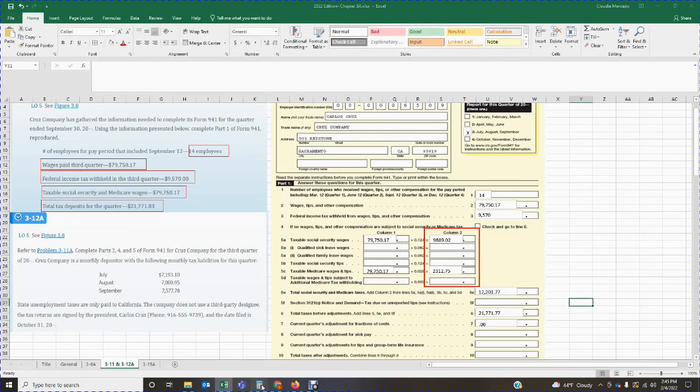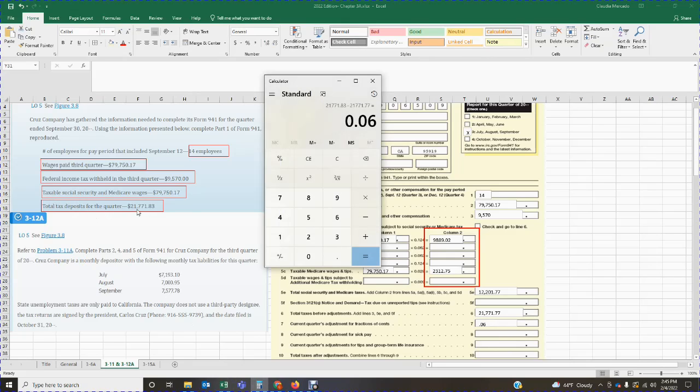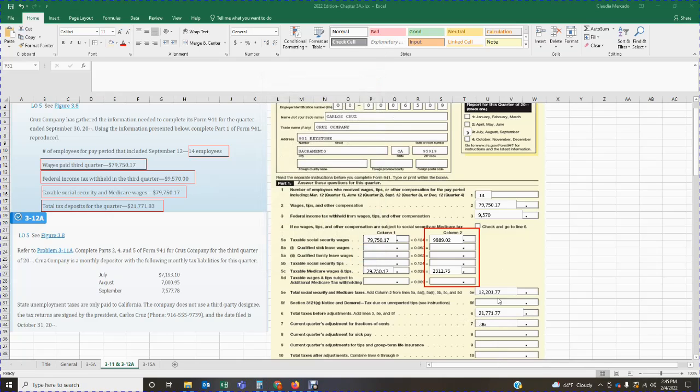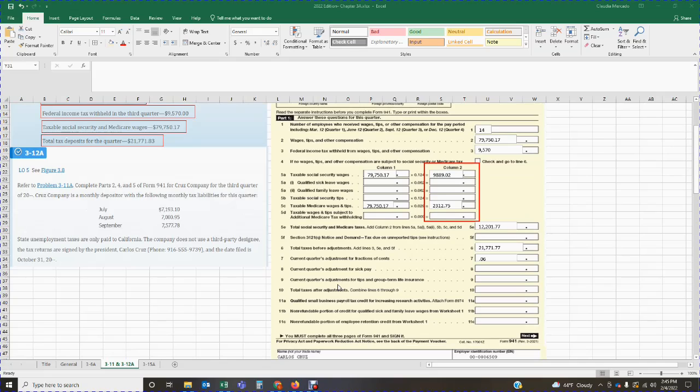How did I get that 0.06? We're going to get the total tax deposits for the quarter of 21,771.83. And I'm going to subtract the item on line number 6, 21,771.77, and that gives me a 6-cent adjustment. Okay. Line number 8, current quarter's adjustment for sick pay. That was not referenced. Current quarter's adjustment for tips and group term life insurance. That was not included.